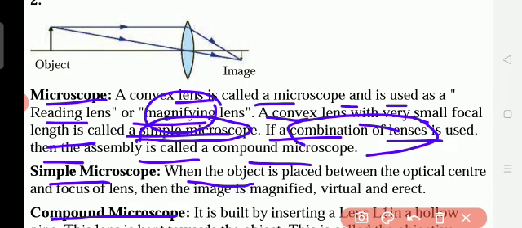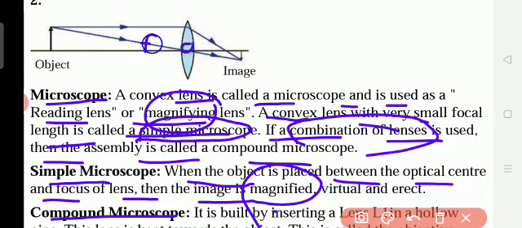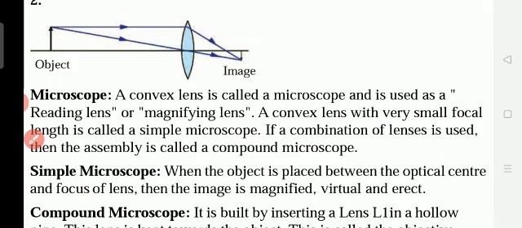When the object is placed between the optical center and the focus of the lens, the image is magnified. Magnified means becomes big. For example, this is the optical center, and this is the focal length. If the object is put here, the image will be formed like a big one. Understand? So this is virtual and erect.